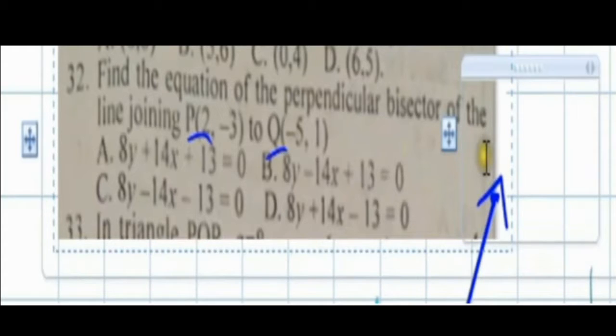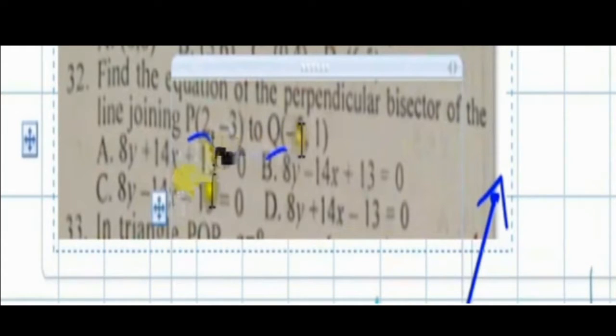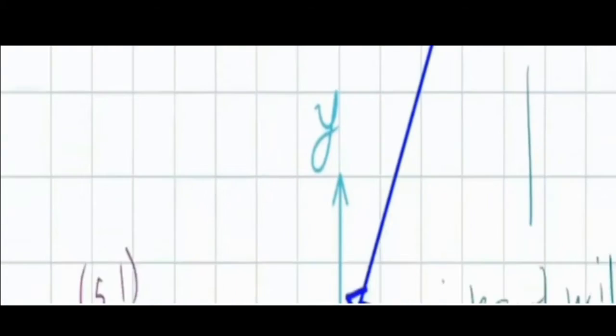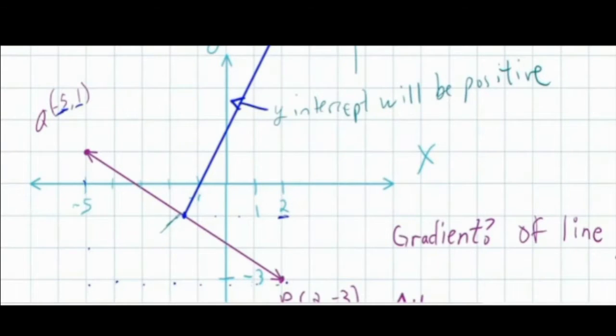Alright, so question 32 asks us to find the equation of the perpendicular bisector of the line joining point P and Q, where P is (2, -3), and Q is (-5, 1). So I've drawn us a picture so we can see exactly what the question is asking for. When Q is (-5, 1), remember that ordered pairs are given in the form of x, y. So for x we go to -5, and then for y we go to +1.